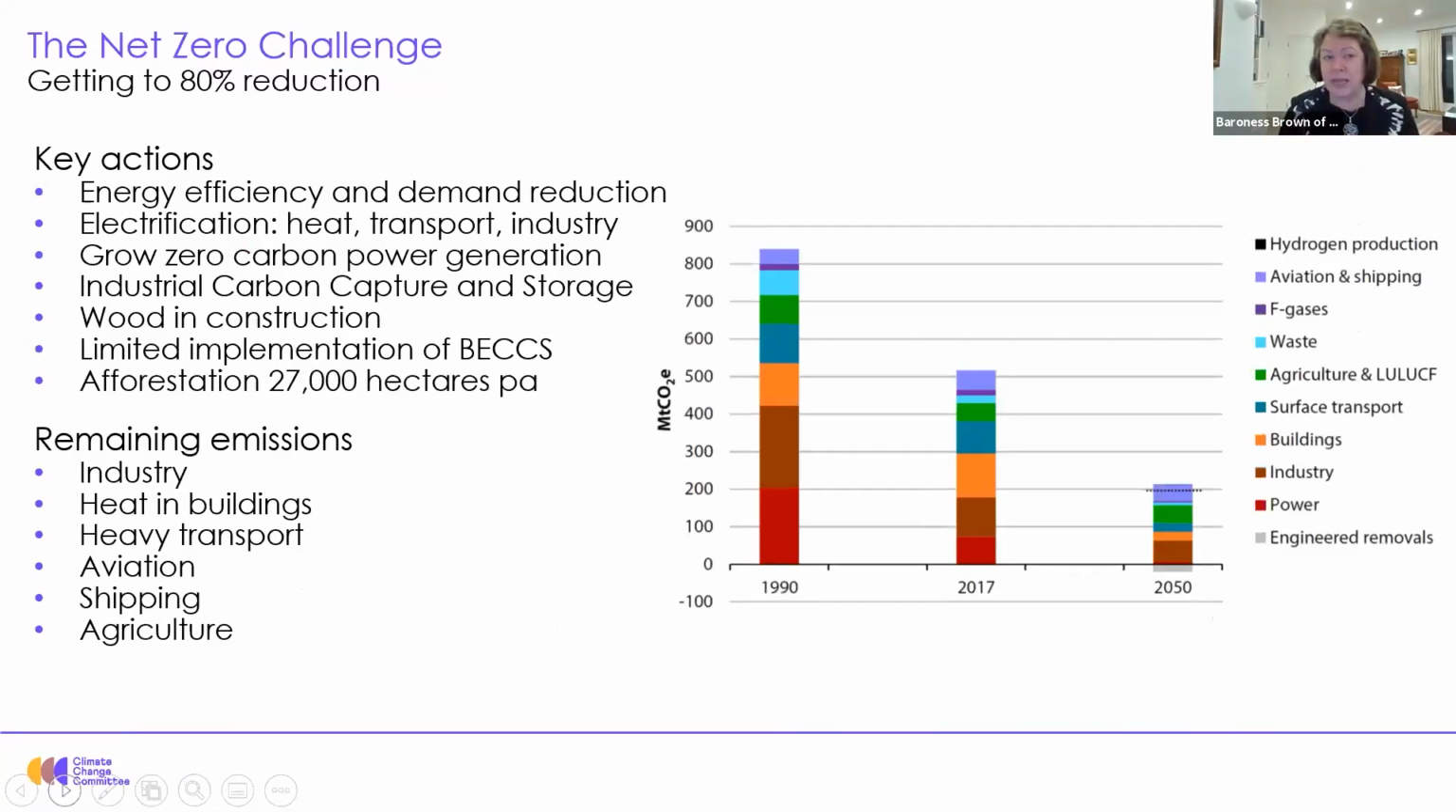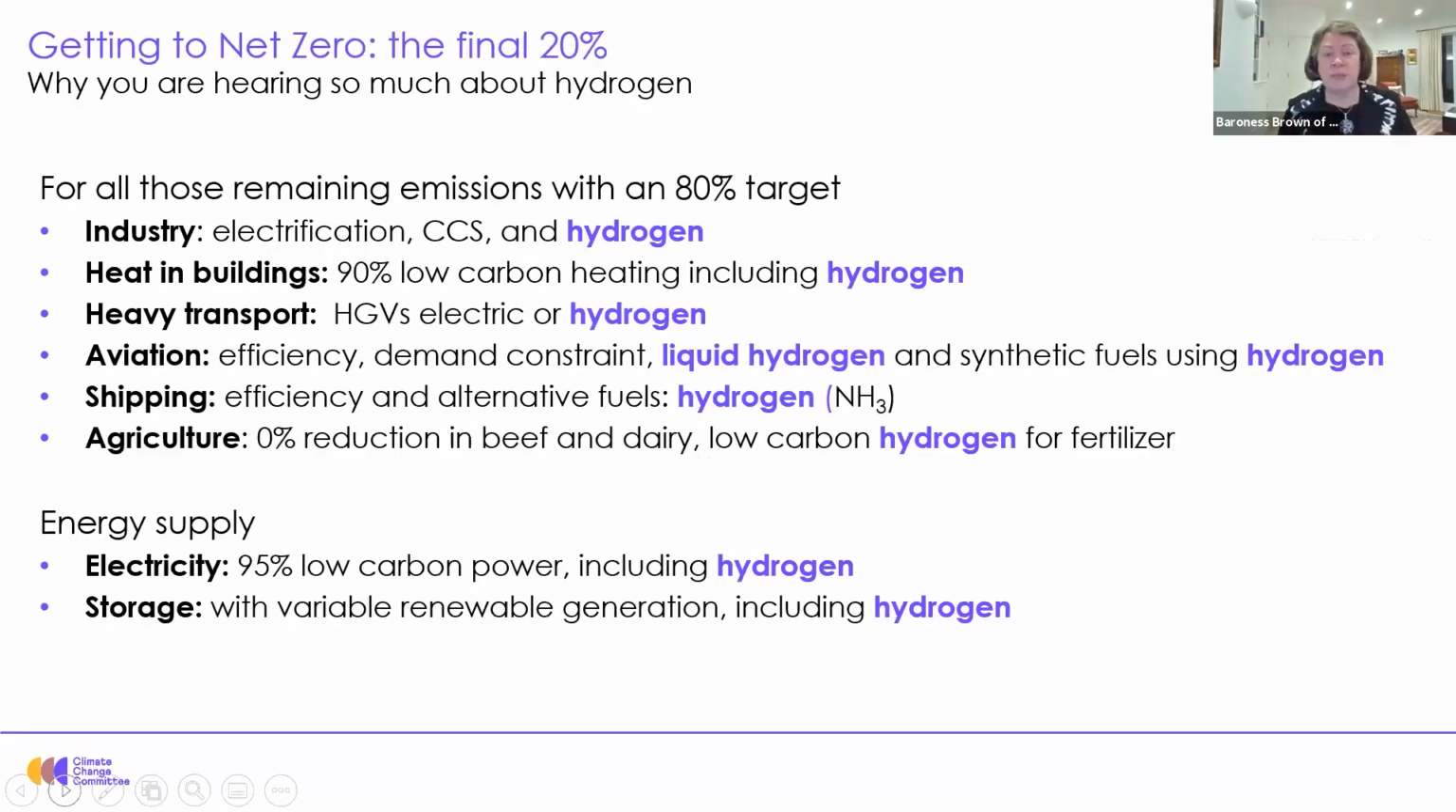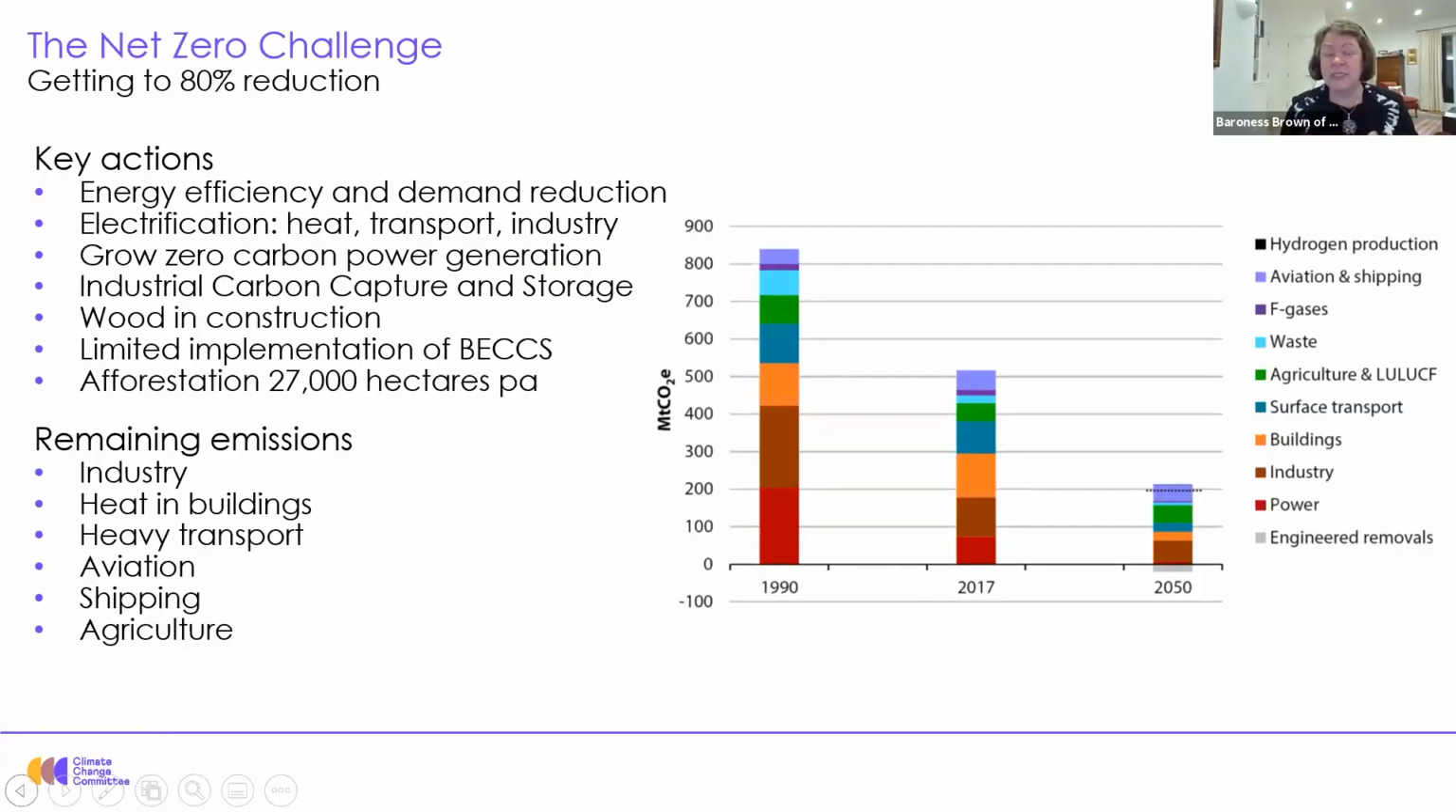Well, when we were aiming at reducing our emissions by 80%, we needed to do things like energy efficiency and reducing demand. We needed to look at how we could replace fossil fuels with clean electricity. So using electricity for heating our homes, using electricity for transporting electric vehicles, using electricity in industry, growing our zero carbon power generation system. So lots more renewable power generation, starting to develop carbon capture and storage for those industrial processes that we couldn't electrify, looking at ways to sequester carbon. So for example, by using wood in long-term construction, limited implementation of bioenergy with carbon capture and storage, which should be able to give us a certain degree of negative carbon emissions, and planting lots more trees in order to take CO2 out of the atmosphere.